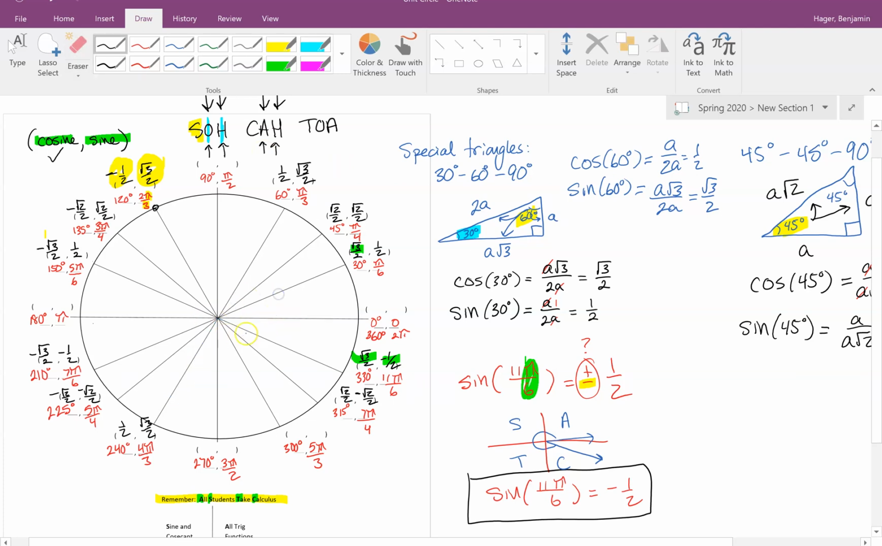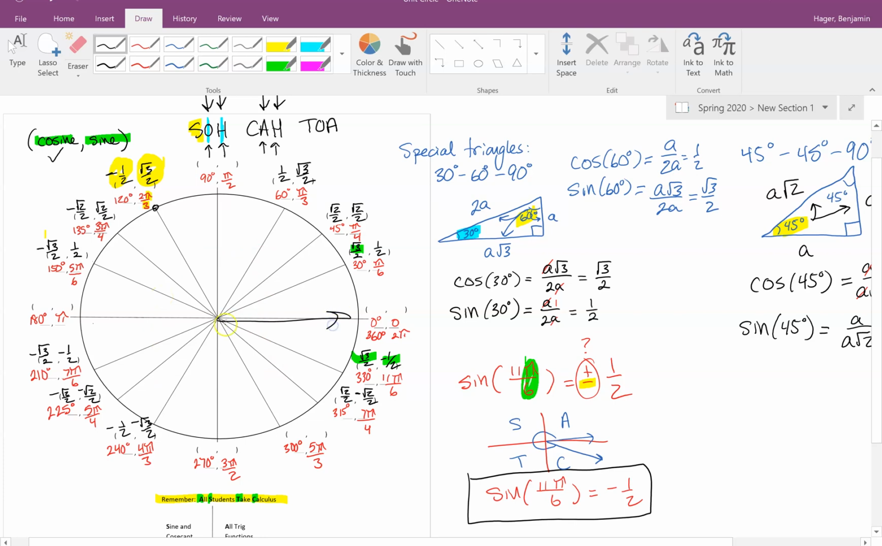You could think of this as I went left and down. That tells me that they would both need to be negative to get to that ordered pair. Or the fact that all students take calculus, and in quadrant 3, the only one that should be positive is tangent, and everyone else should be negative.